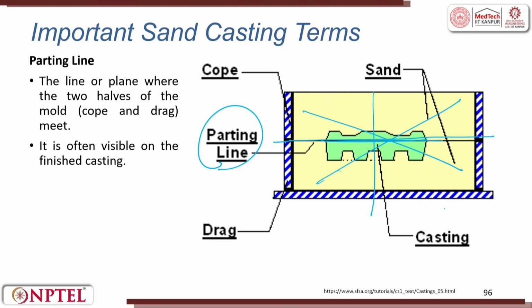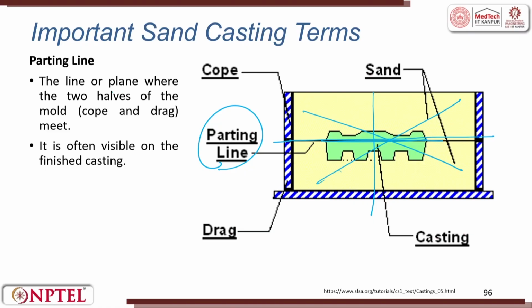So, there are softwares which can help you in identifying the parting line, because the parting line will try to divide the cope and drag part. Okay. So, in sand casting there is cope and drag; when you go to metal casting, the halves can also move horizontally. Here it is vertical, there it can move horizontal. The line or plane where two halves of the mold meet is called the parting line.